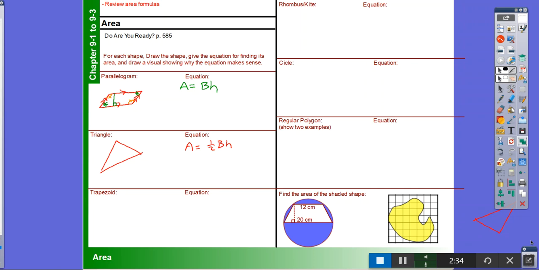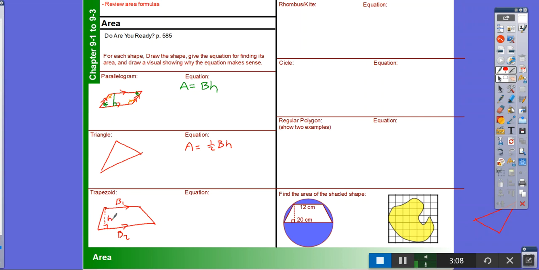A trapezoid is a four-sided figure where you have one pair of parallel sides. So this side is parallel to this side, and that's about it. Now, for a trapezoid, we're going to call this base 1, call this base 2, and the perpendicular distance we're going to just say is the height.